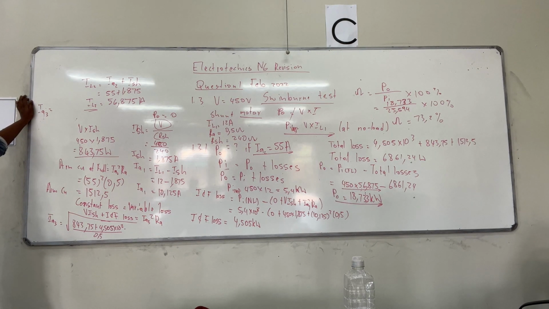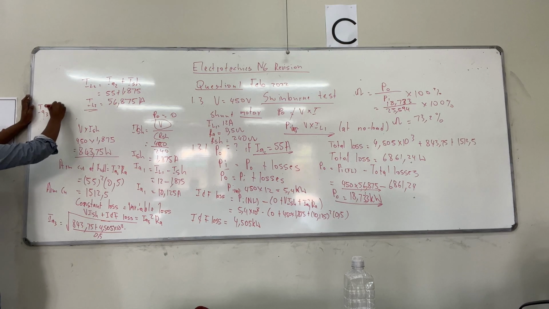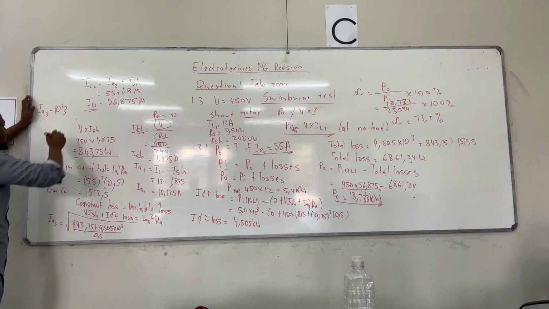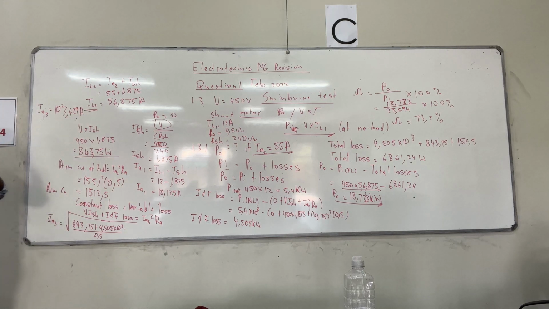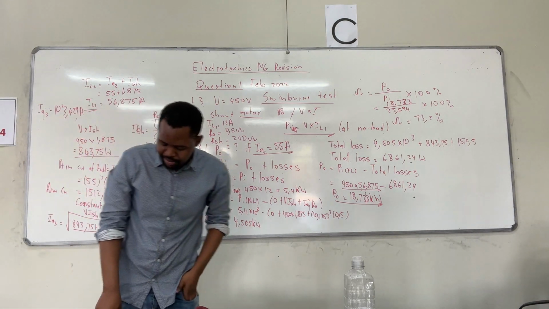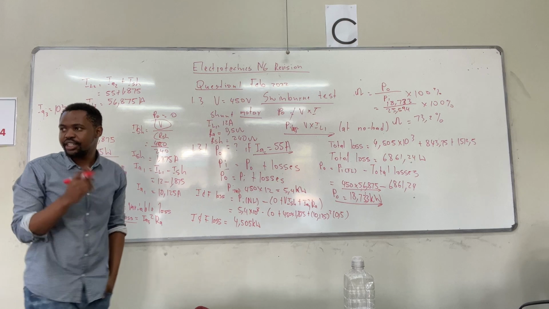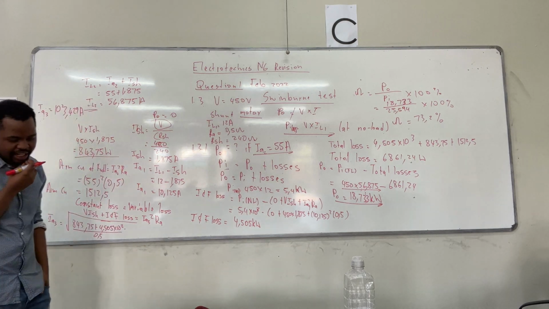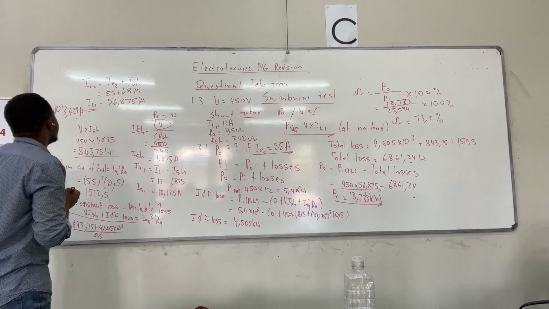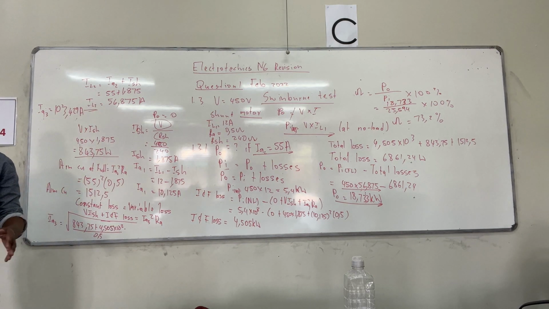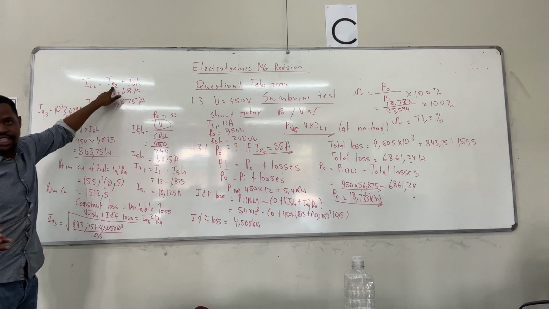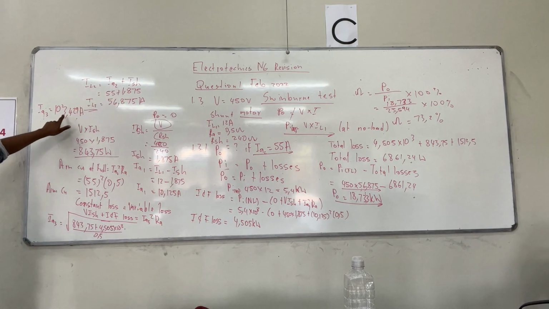IA3 is 103.429 amps. So that is our armature current at maximum efficiency. Then we have to calculate the input, because we are not at 55 amps.